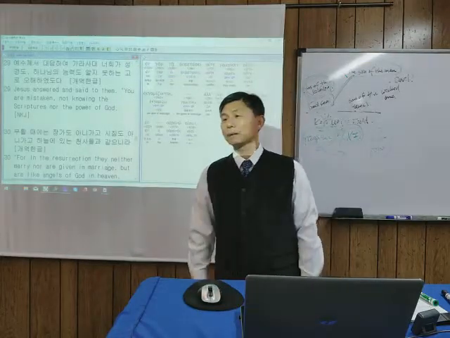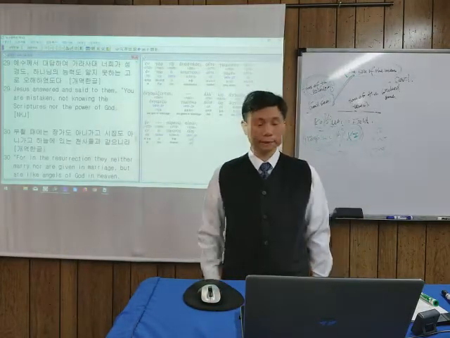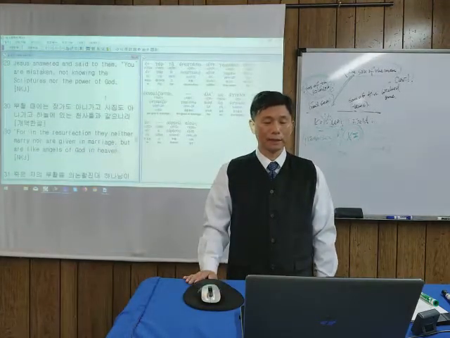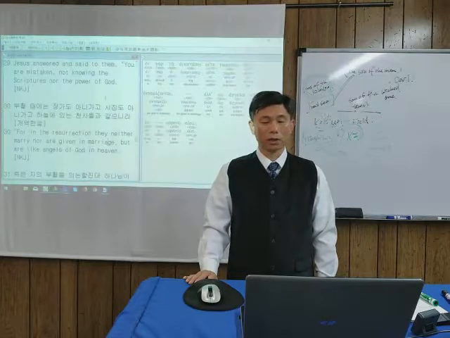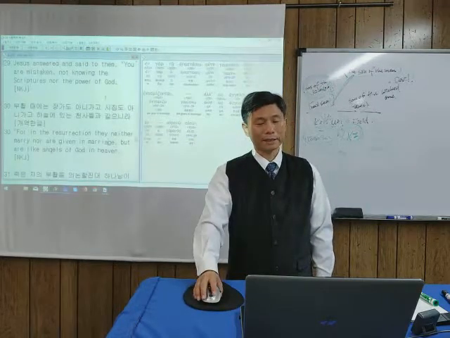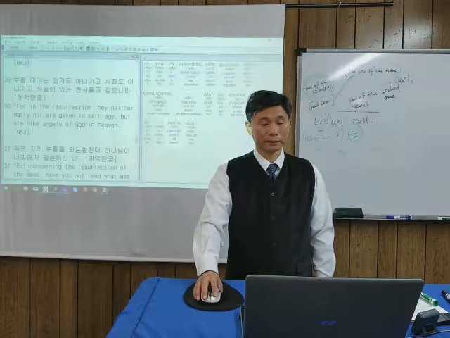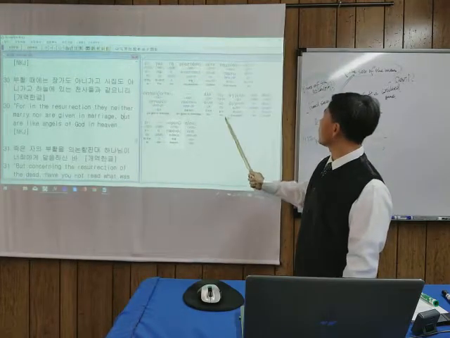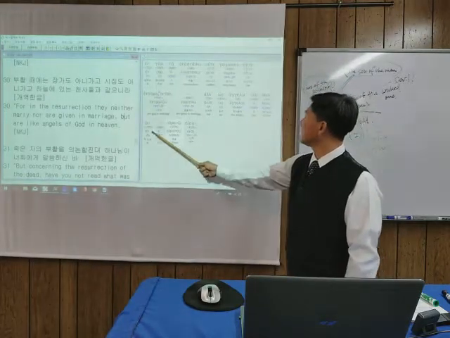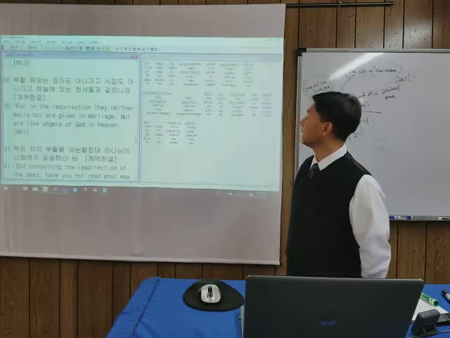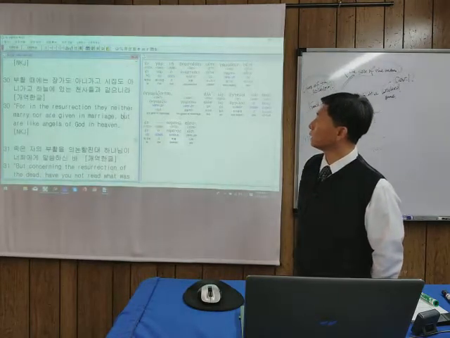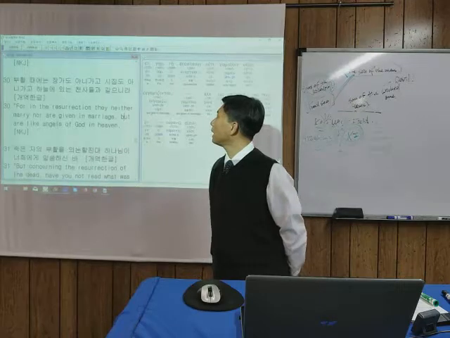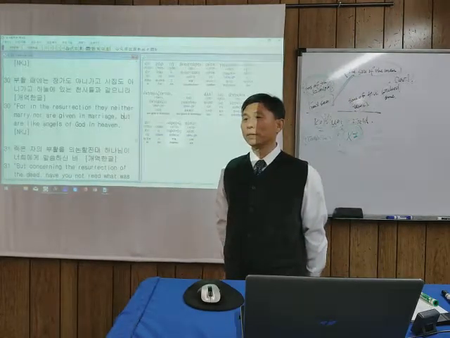So they were asking about the resurrection question, and then Christos Jesus answered like that. And then verse 34: in the resurrection, they neither marry nor are given in marriage, but are like angels of God in heaven. So look at the ἄγγελος here, as the angel of God in heaven. When the resurrection happens, it is what? Like the angel of God.